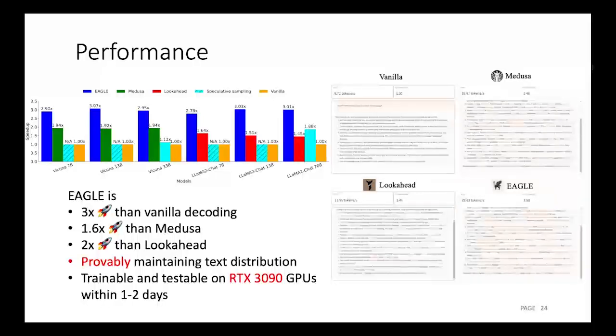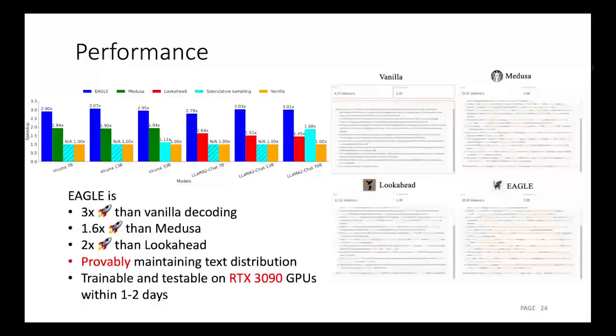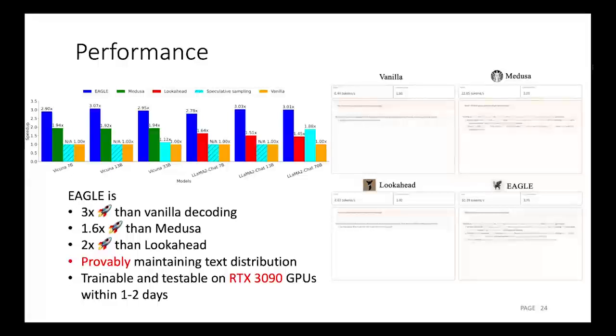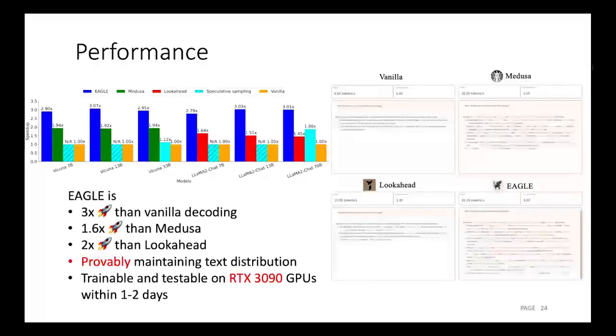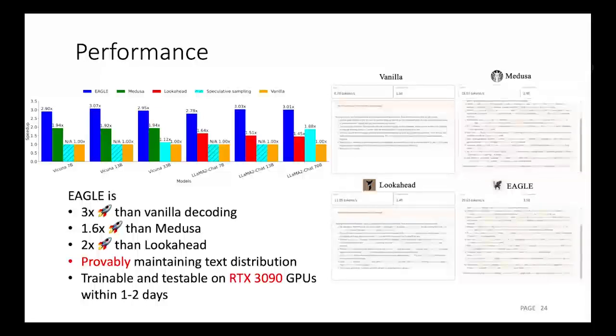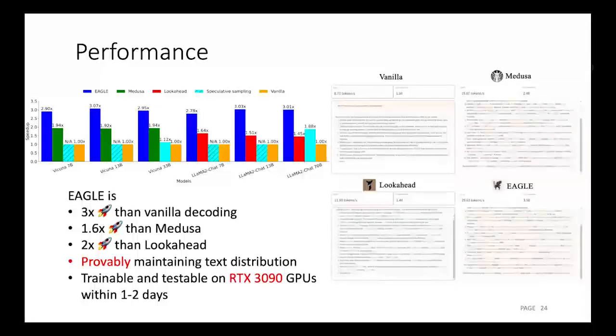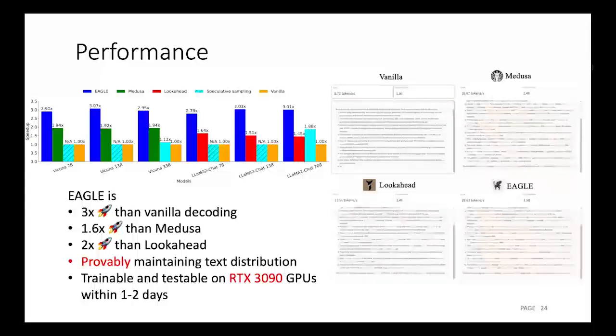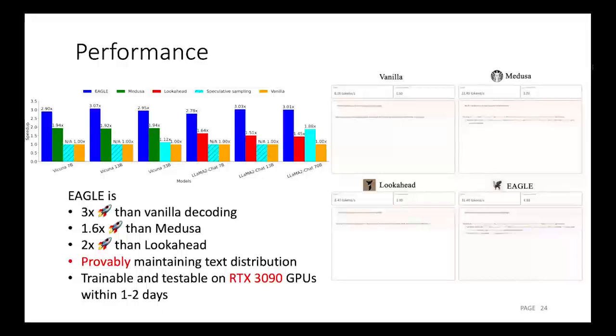So you can see here in terms of speed, EGO is roughly 30 tokens per second, while the baseline method is roughly 8 tokens per second. So this is roughly 3 times faster. And it's even faster than Medusa and faster than Lookahead. Medusa and Lookahead are in the middle between the vanilla method and the EGO method.